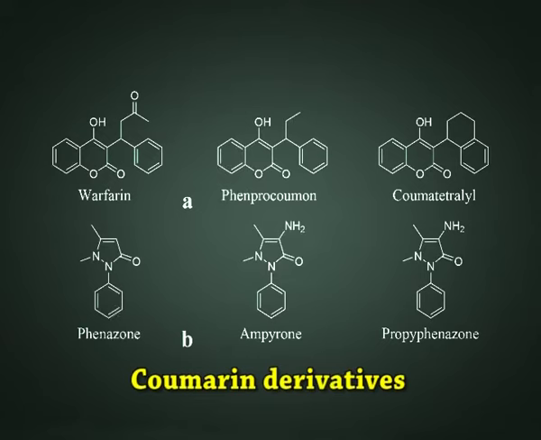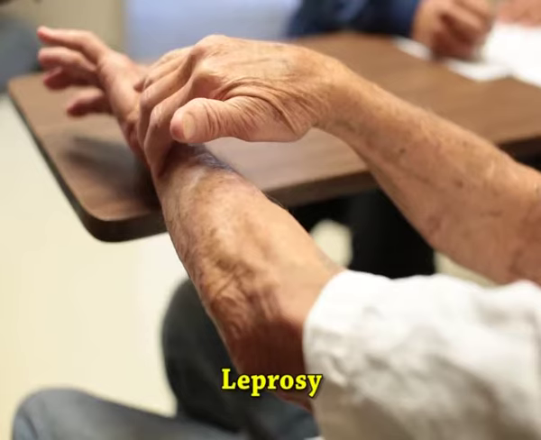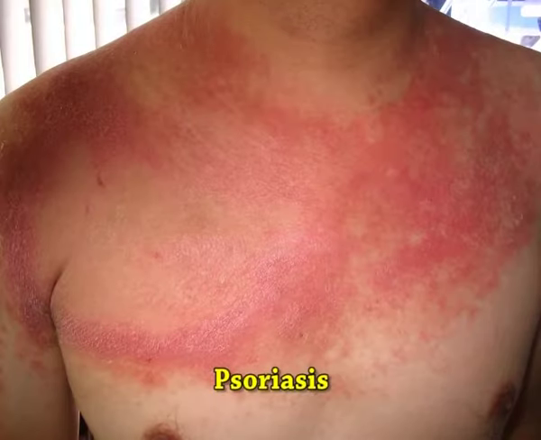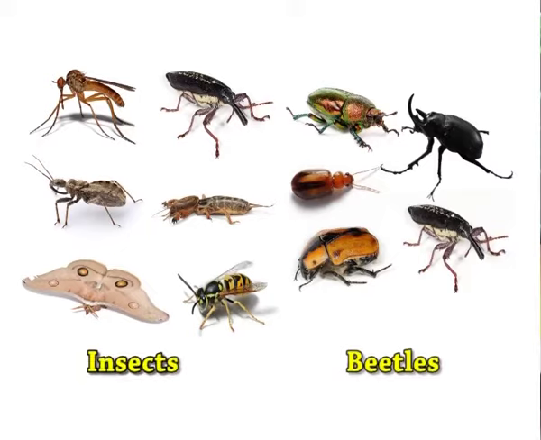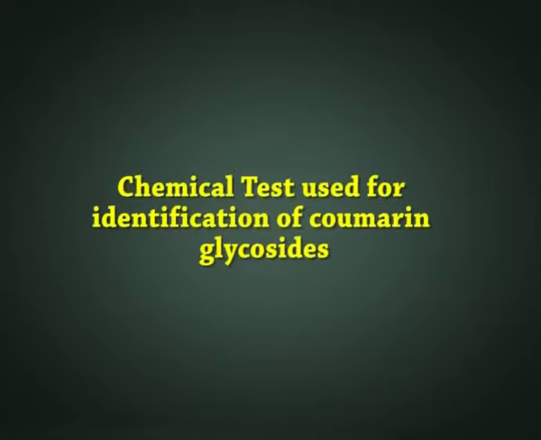Some of the drugs containing these coumarin derivatives, such as Psoralea, are used in the treatment of leukoderma, leprosy and psoriasis. Others, found in insects and beetles, act as a local irritant and rubefacient. Now let's look at the chemical test which is used for the identification of coumarin glycosides.